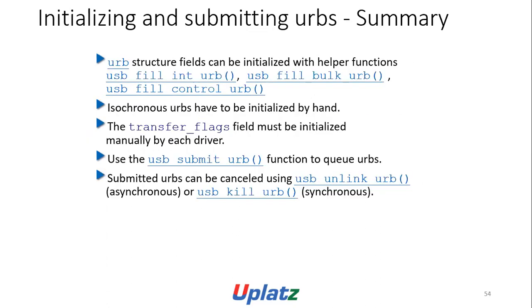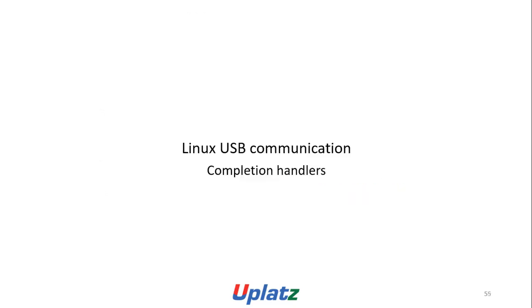Initializing and submitting URB summary. URB structure fields can be initialized with helper functions: usb_fill_int_urb, usb_fill_bulk_urb, usb_fill_control_urb. Isochronous URBs have to be initialized by hand. The transfer_flags field must be initialized manually by each driver. They use the usb_submit_urb function to queue URBs. Submitted URBs can be cancelled by using usb_unlink_urb asynchronously and usb_kill_urb synchronously.